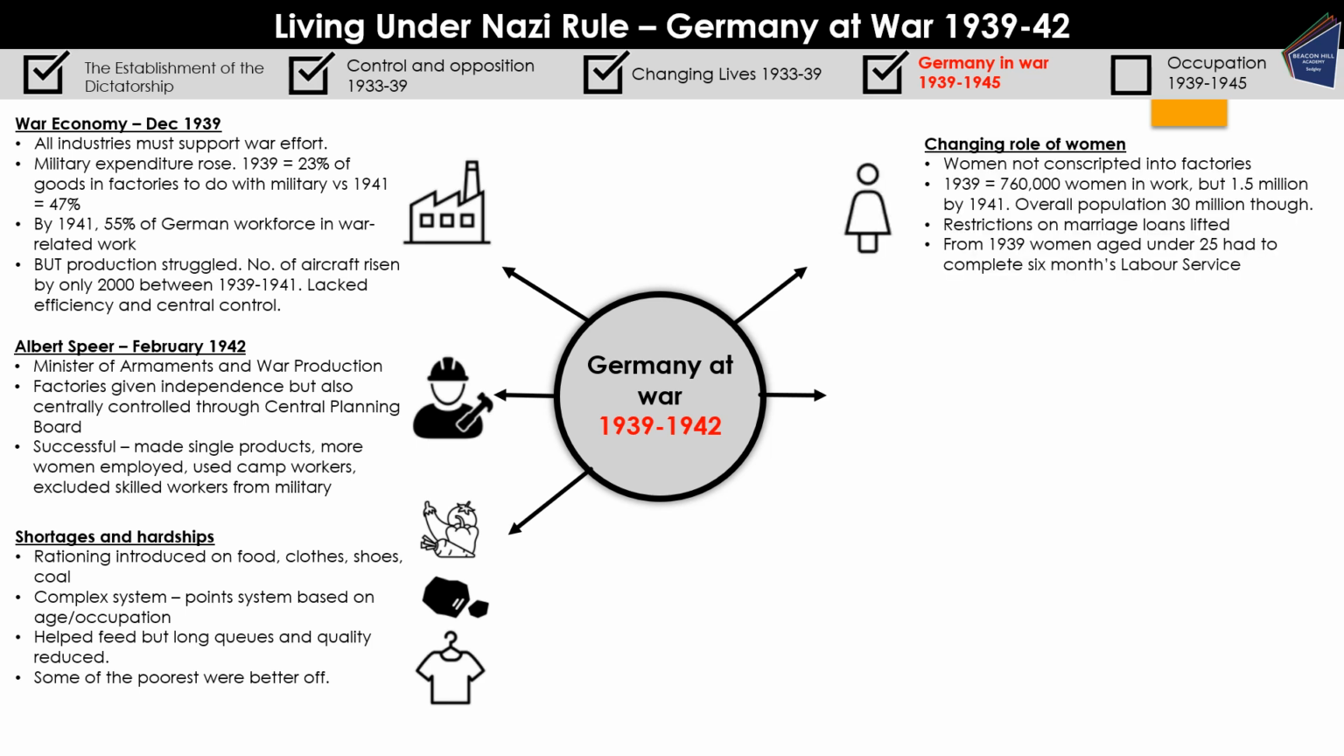In terms of the changing role of women, women were not conscripted into factories as they were in Britain, because Adolf Hitler did not want that to happen. He wanted women to remain in the home, remember. And in 1939, we had 760,000 women in work and 1.5 million by 1941. Now, despite the fact that we see an increase here, the overall population of women was 30 million.